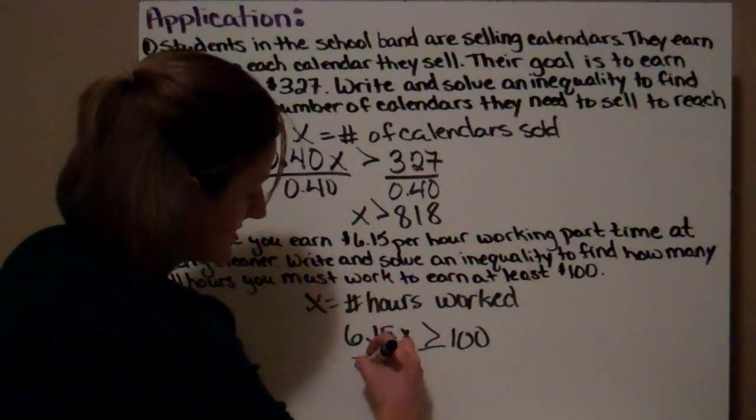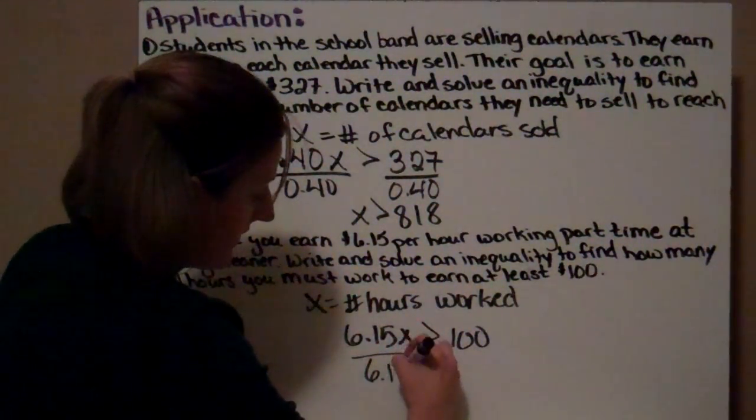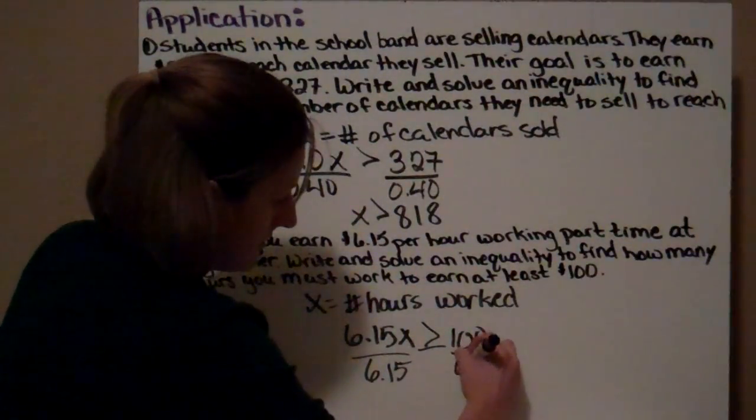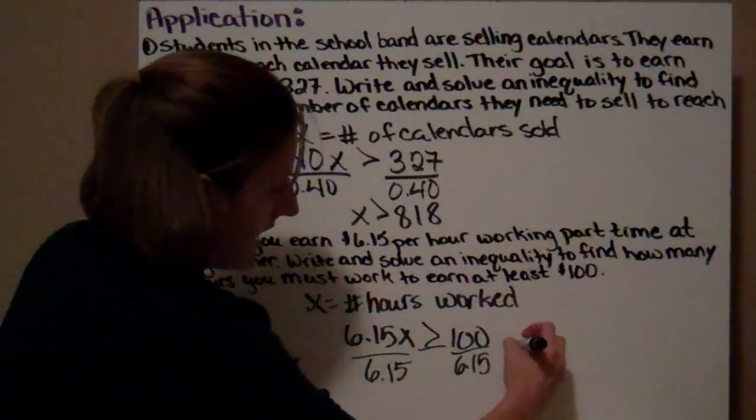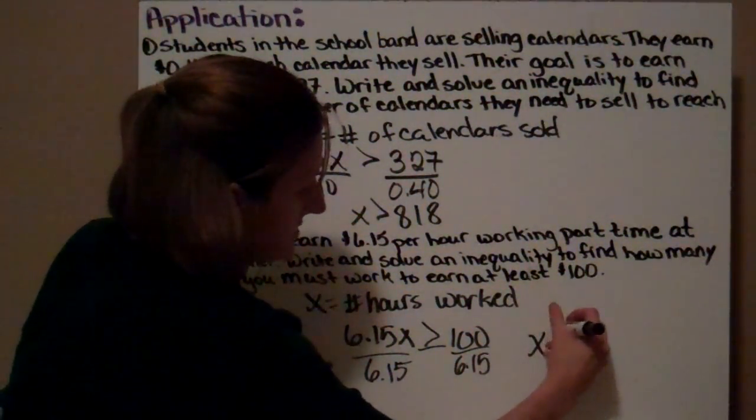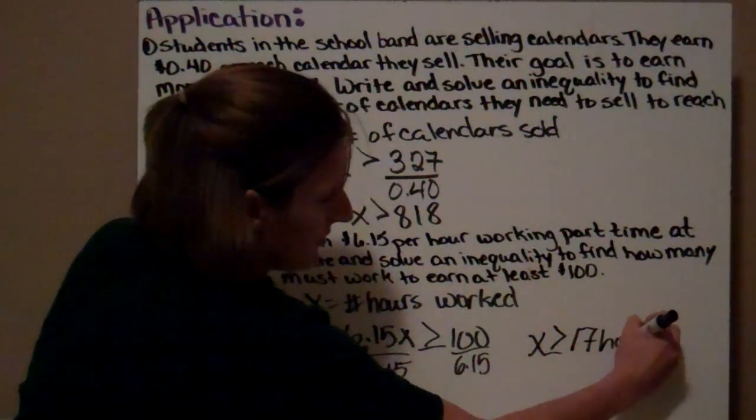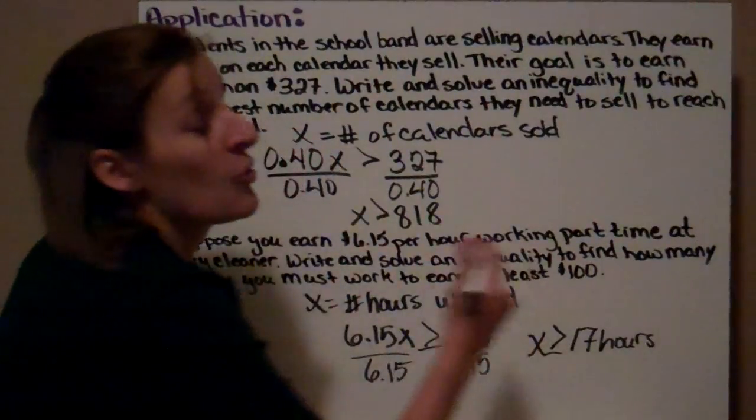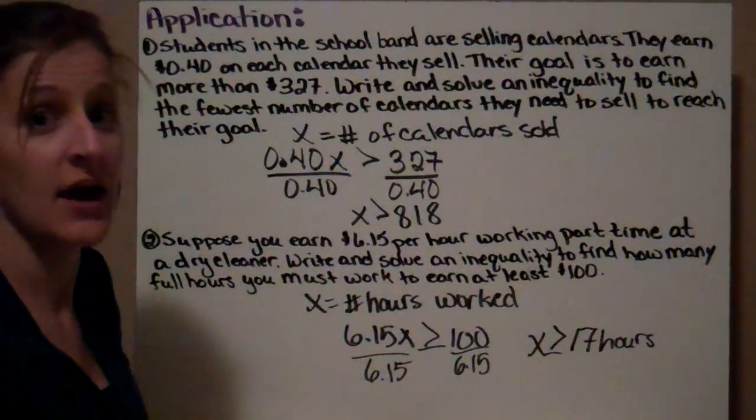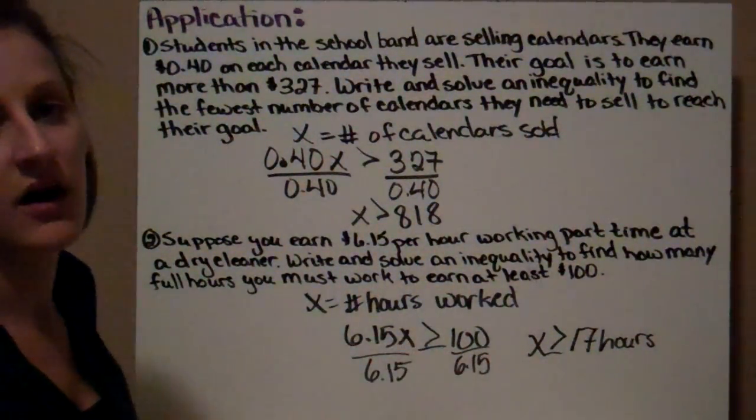Alright, let's divide each side by 6.15. And I'm going to get my final answer as x is greater than or equal to 17 hours. So I need to work a bare minimum of 17 hours in order for me to make $100.